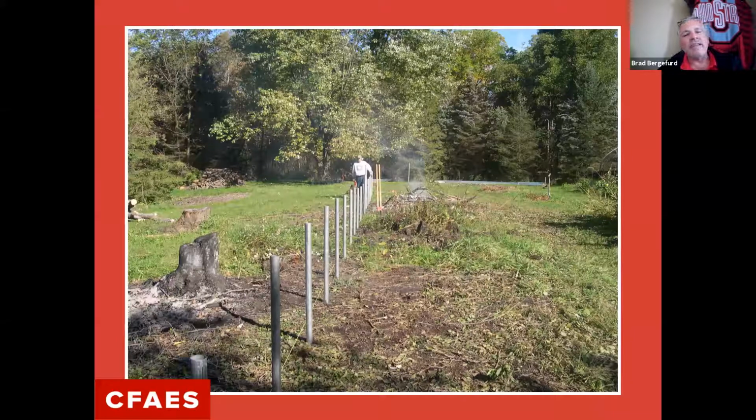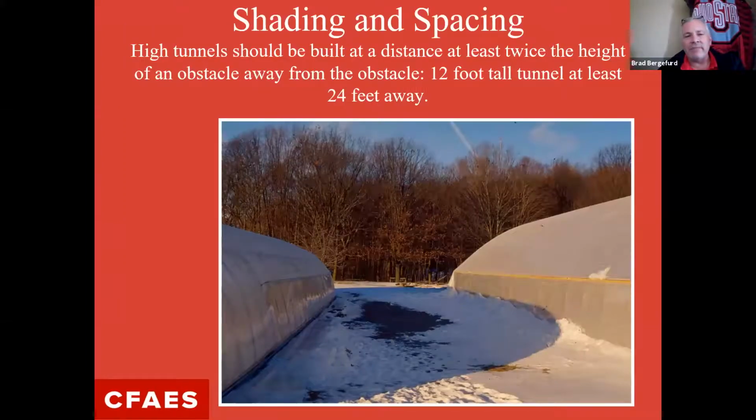Another thing we need to think about is shading and spacing. This can be from existing structures, from trees, from other greenhouses or tunnels. A good rule of thumb: as tall as that greenhouse is, if it's a 12-foot tall tunnel, and most of these tunnels are 12 foot at the peak, the minimum you want to space that is 24 feet away. That's from shading. Now, especially up in the northern Ohio area, like in Geauga County and Eric Draper's county up there, who's the ag educator up there, they're getting a major snow event today from the lake effect snow.